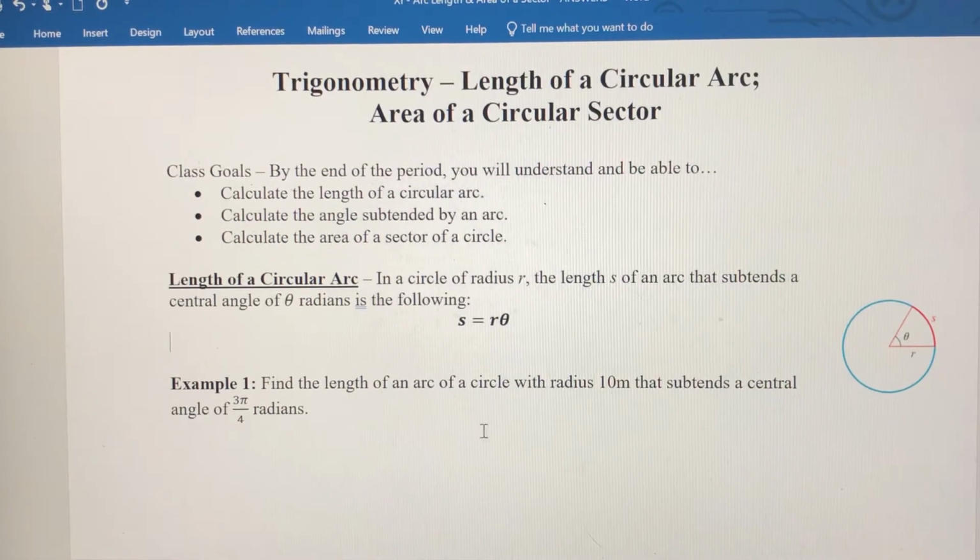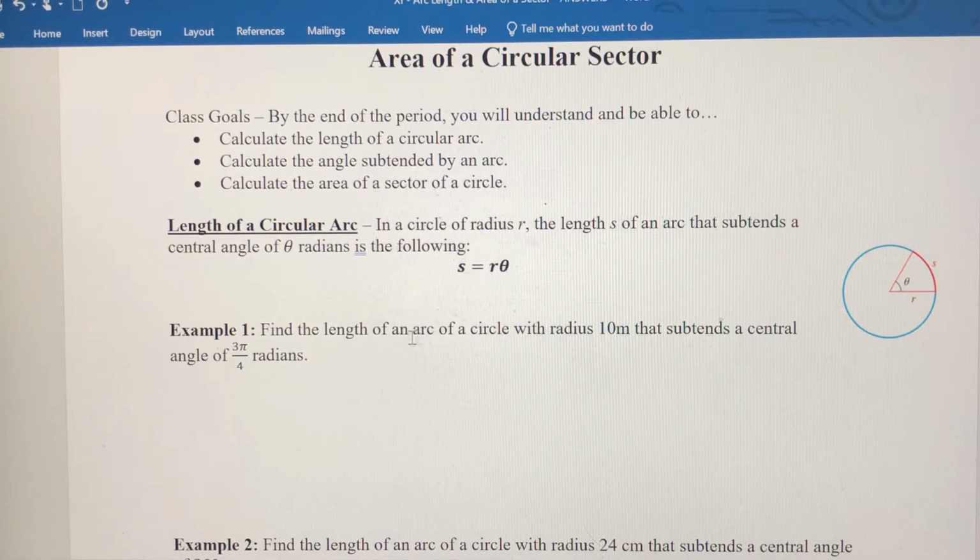All right, so let's do example one and keep this image in mind as we work through this. We want to find the length of an arc of a circle with a radius of 10 meters. So R here is going to be 10 meters. That subtends a central angle of 3 pi over 4 radians. So theta here would be 3 pi over 4 radians. Think back, 3 pi over 4 radians is 135 degrees. So we're talking about an arc length that would cover from here over to here, a relatively long arc length, less than half of the circle, but not much less than half.